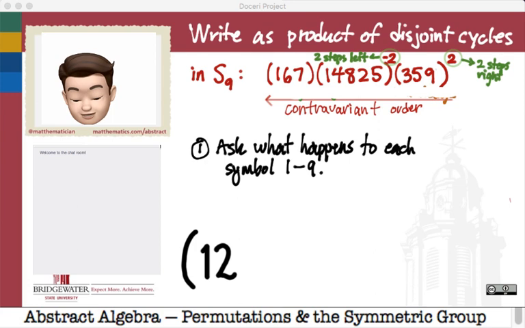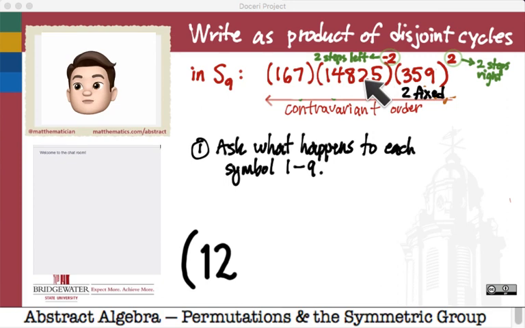So in my first cycle, the one at the end of the line here, 3, 5, 9, 2 is unchanged. I'm going to use the fancy word fixed here again. So nothing's happening to 2 in this permutation. Meanwhile, 2 is being changed by this middle permutation. And how? We're going to take 2 steps to the left, right? Because I'm applying the inverse of this cycle twice. So if I take 2 steps to the left, we find out that 2 ends up in position 4.